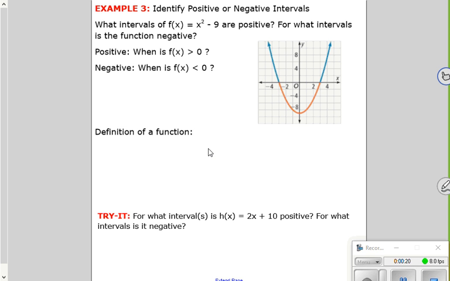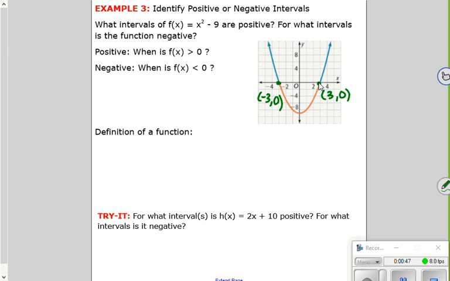It looks like the x-intercepts, and I'm going to use green here, are at (3, 0) and at (negative 3, 0). They want intervals, so we're going to think about interval notation in the same way we used interval notation for domain and range. We're going to give our answer in that interval notation format.